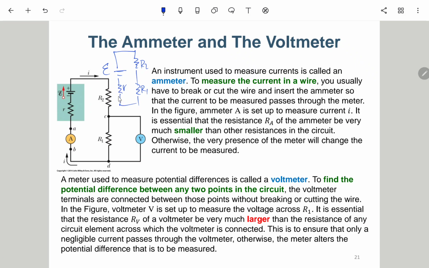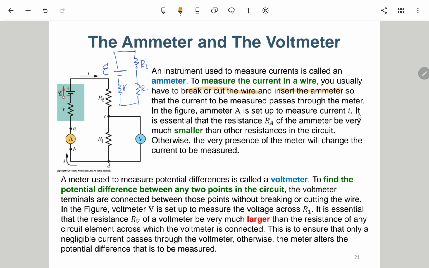So here you break it here, and then insert the current meter, the ammeter, so that you can measure the current going through the loop. We will try a voltmeter later on. It also mentioned that you break or cut the wire and then insert the ammeter.